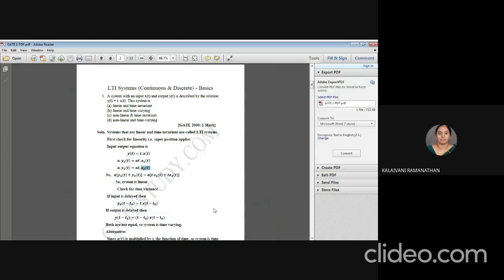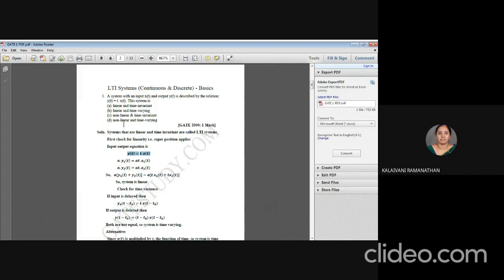And the next case is we have to delay the output. In case of delaying the whole output, in the output equation you have to replace all the t's with t minus t naught. So in the given equation you have to replace t as t minus t naught. So you get the equation y of t minus t naught equal to t minus t naught into x of t minus t naught. When you compare these two equations, you can find that those two are not equal. So it is a time varying system.